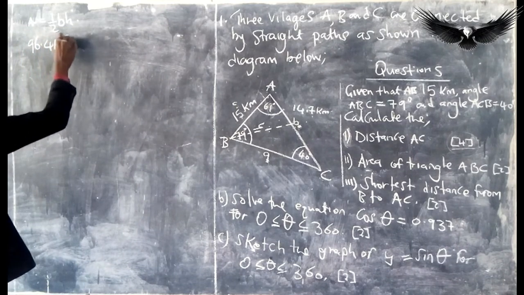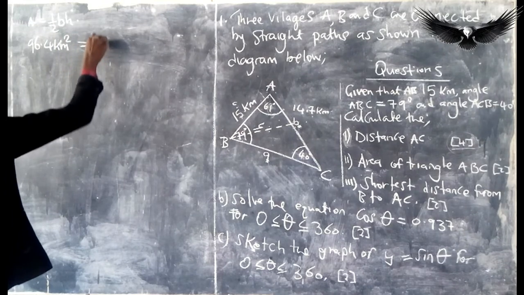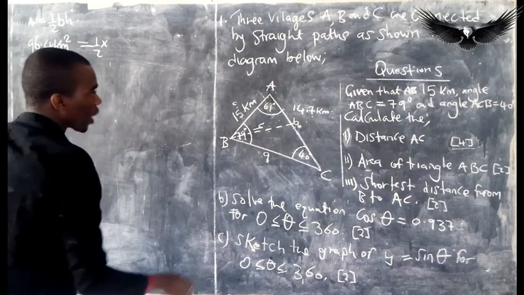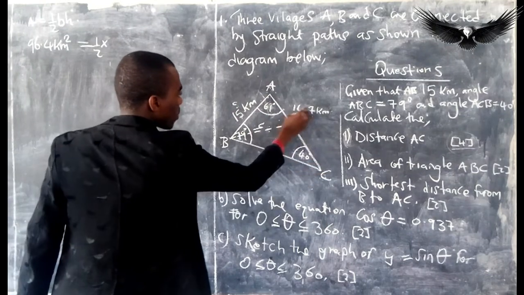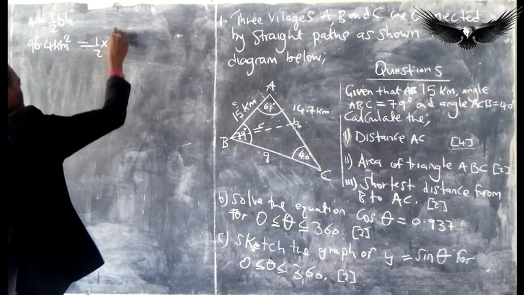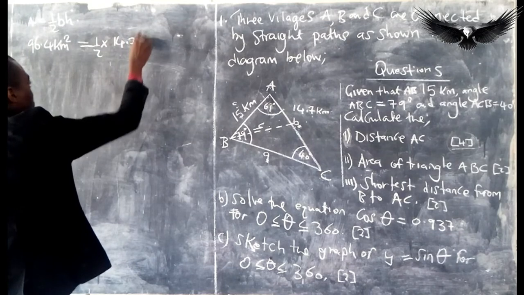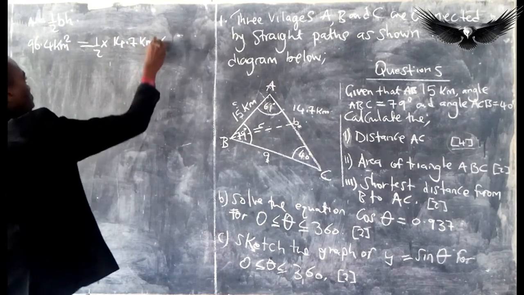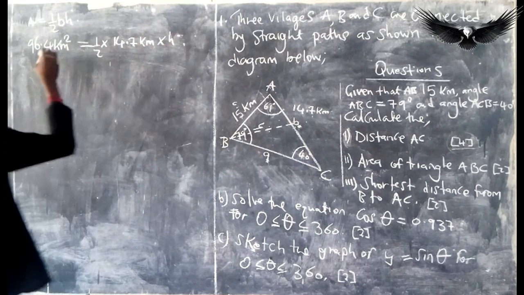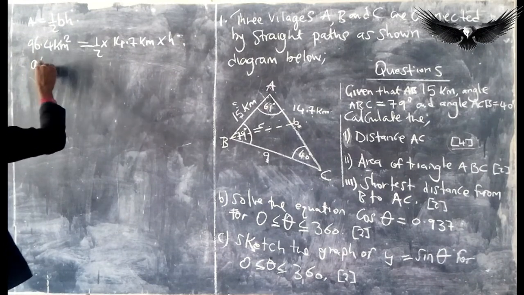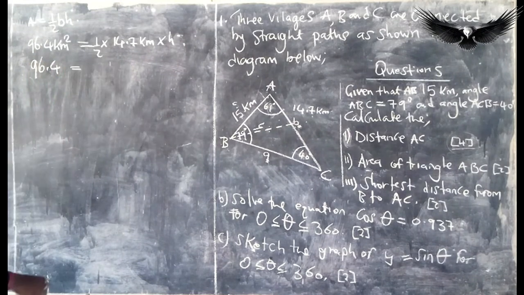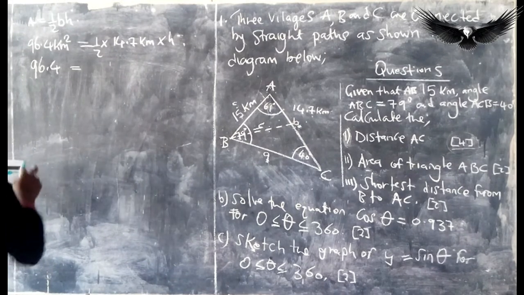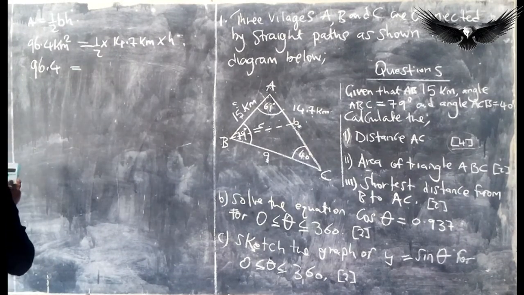So you're just going to write this is your 96.4 kilometer squared is equals to half multiplied by your base. You already have the base AC, you already found it to be 14.7 kilometers. Then multiplied by h. So we solve this one to be 96.4 is equal to, so you can multiply this 14.7 multiplied by 0.5, which is the same as half.